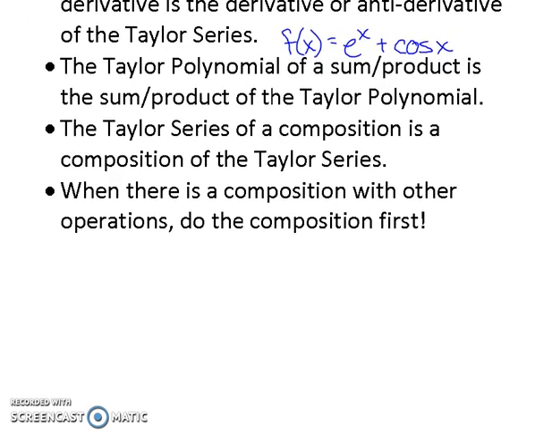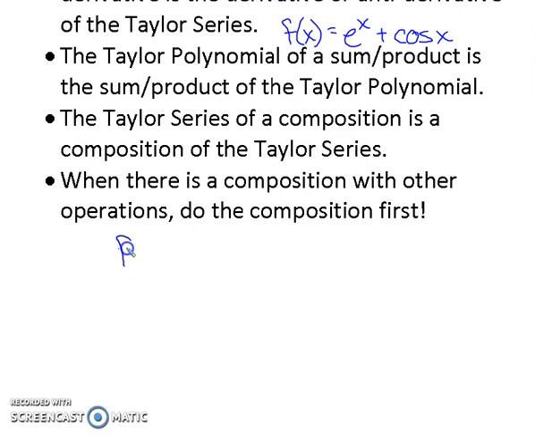So for example, if I had f of x equals e to the x squared plus cosine 2x, I would want to come up with the series for e to the x squared using that composition of x squared in place of the x, and then come up with the series for cosine of 2x using the 2x into the cosine of x series, and then I would worry about adding them together. So you always do the composition, or the kind of like the u substitution portion, prior to any addition or subtraction or anything else that we do with the Taylor series.